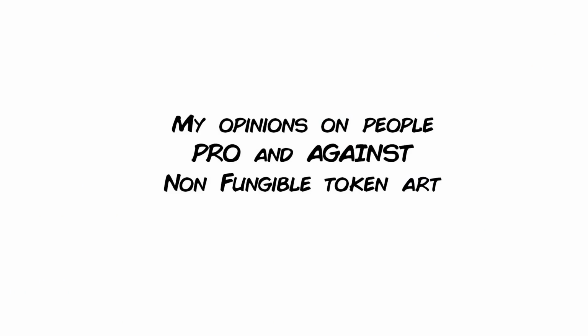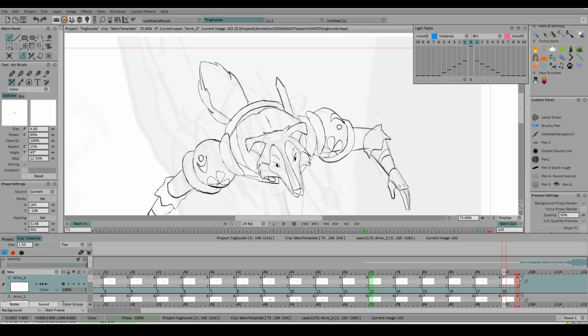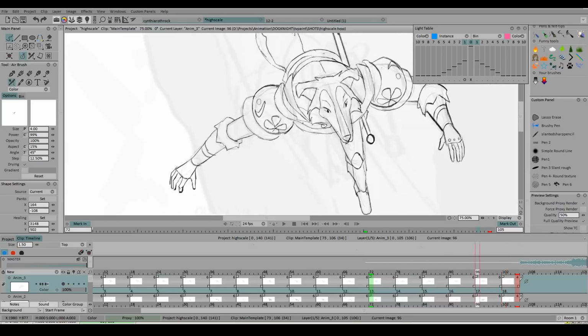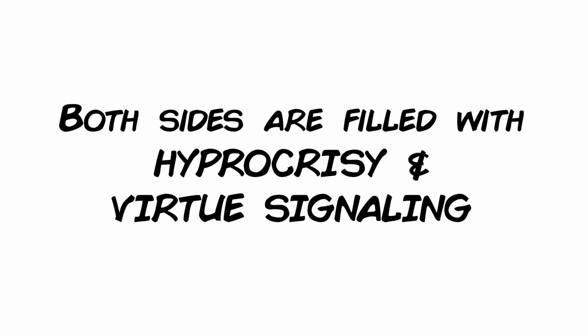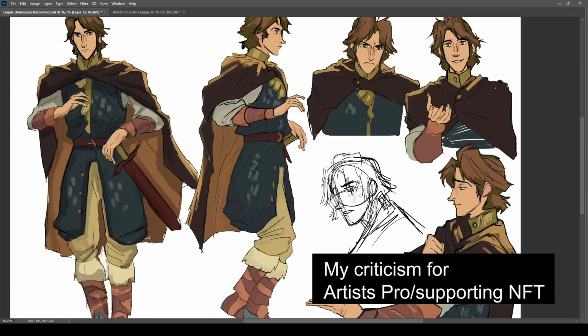So for artists who are pro NFT and are going into it, and for artists who are against NFTs and are against other artists getting into NFTs, I believe there's a lot of hypocrisy on both sides, and I feel like both sides are really guilty of virtue signaling. So I want to address the artists who are pro NFT. These artists will praise the platform, saying that they are fighting for the cause of digital art respect, that digital artists deserve the worth and respect of traditional art, and it is a step forward for that cause.